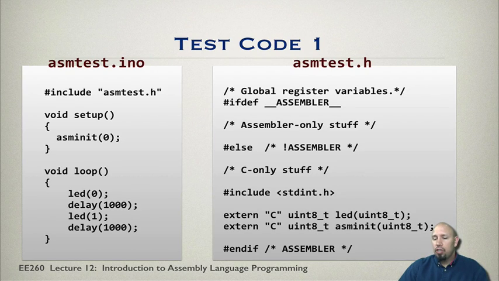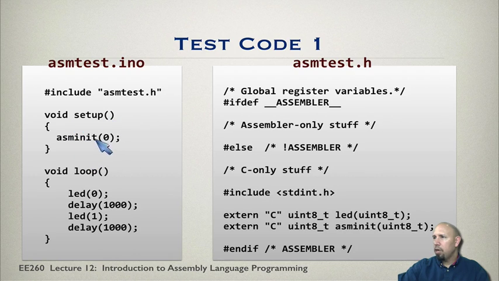So we're going to do part in C, part in assembly. We're going to define subroutines that the C file, or the Arduino IDE file, calls, and it calls the assembly. So in this ASM test.ino file, this is what's in there. Not very much. It's going to include the header file, and here's the code.